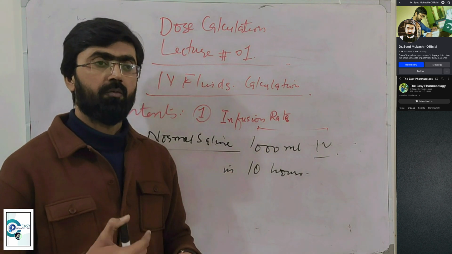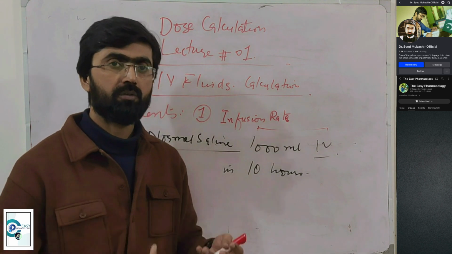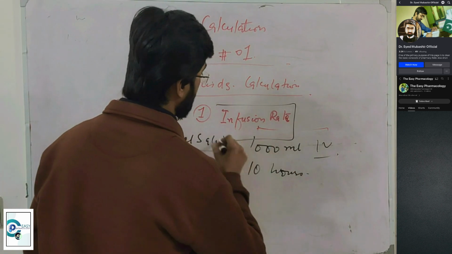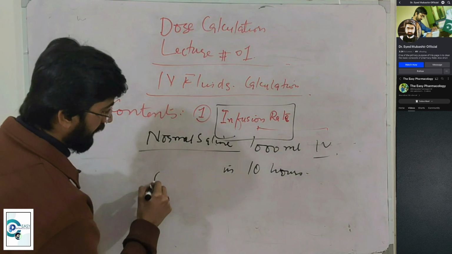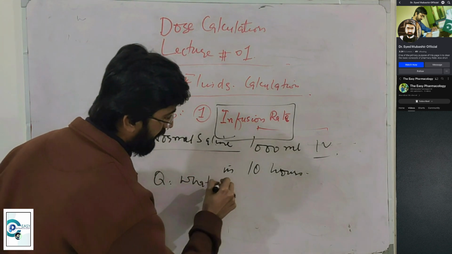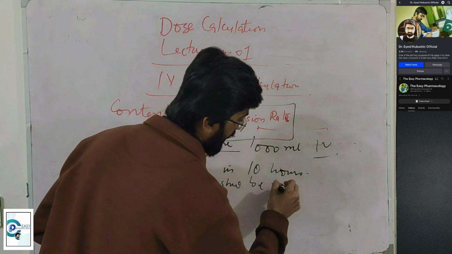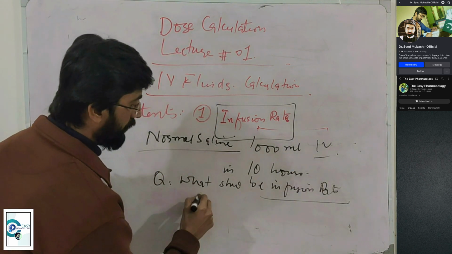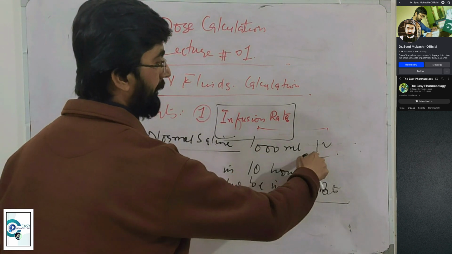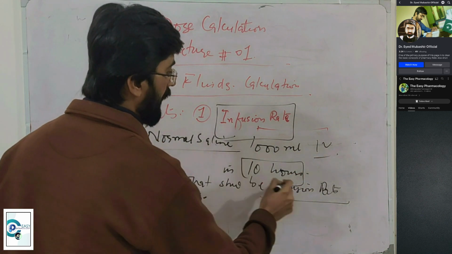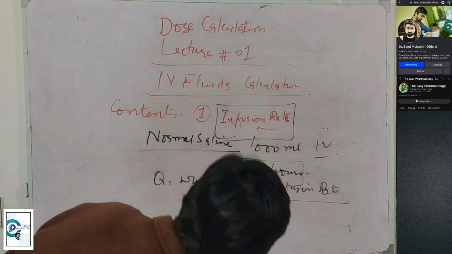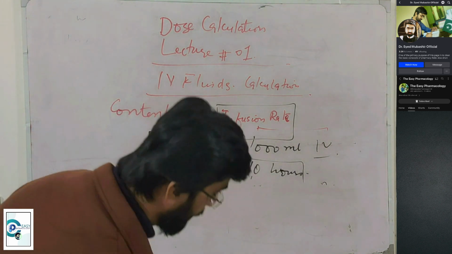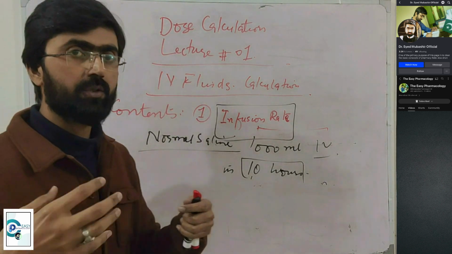So here, what is our responsibility, what do we have to calculate? That is the infusion rate. Let's suppose the question is, what should be the infusion rate so that we may cover 1000 ml of normal saline in 10 hours? Now let us understand what the infusion rate is. The question arises, what should be the infusion rate? Actually, what is infusion rate and how to calculate it?